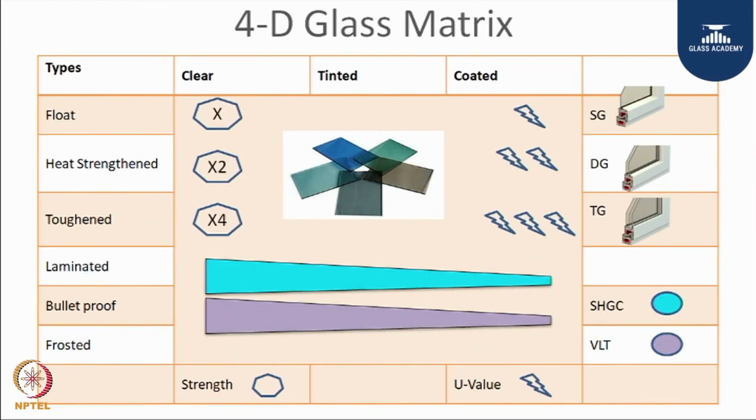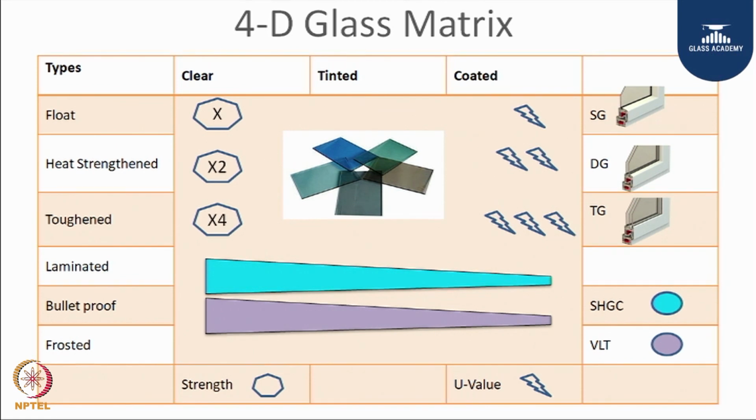On the glass side, of course, there would be a lot of information, but I have tried to put this 4D glass matrix just to give you a snapshot about how to choose different types of glass along with the framing material. So, on the left hand side, you have float glass. It can be heat strengthened or toughened, so your strength becomes double or 4 times. You can then have a laminated glass or a bulletproof glass, or you can have a process of frosting.